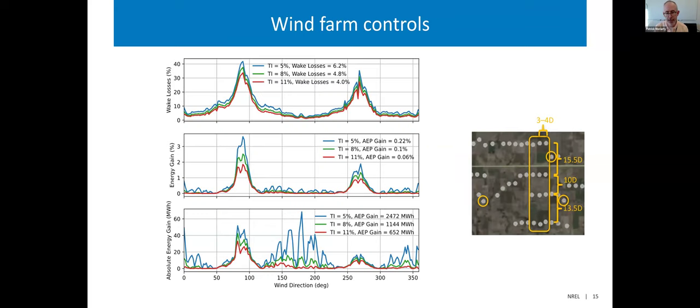And we did some simulations of what the benefit of wind farm control would be. And here we're using the NREL FLORIS tool. And you can see three plots here. So this is just wind direction. The top plot is just the wake loss. And then the middle plot here is the percentage energy gain that we could get if we did wake steering within these 12 turbines in the box here. And then the bottom plot is just the absolute energy gain.